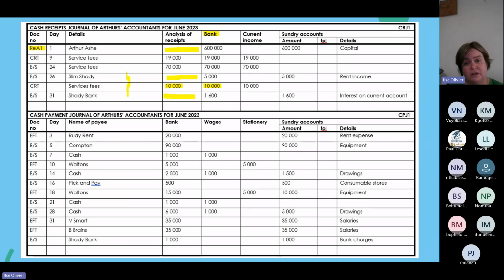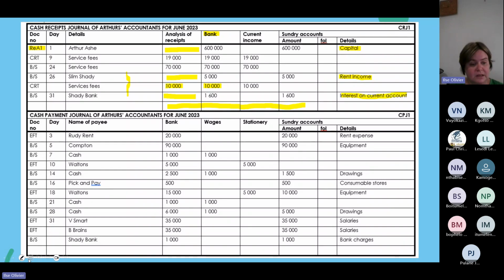Then if you look at the bank statement on the last day, the interest on current account is always a direct deposit into the bank, and that's why it's not in analysis of receipts. It's not added because they said it was not necessary to add. So the current income or the service fees is in your current income account, and then you must be very careful to make sure that your details here are correct. Capital, rent income, interest on current account.